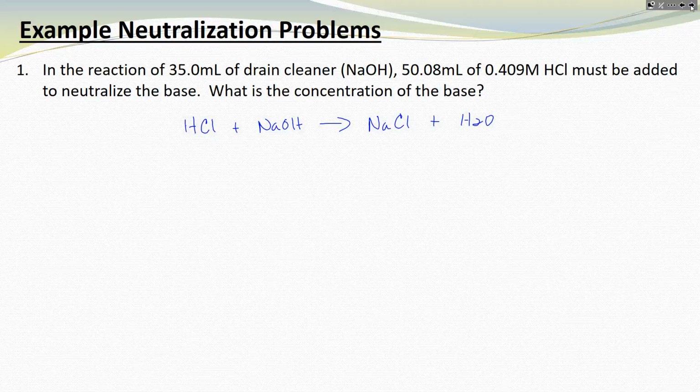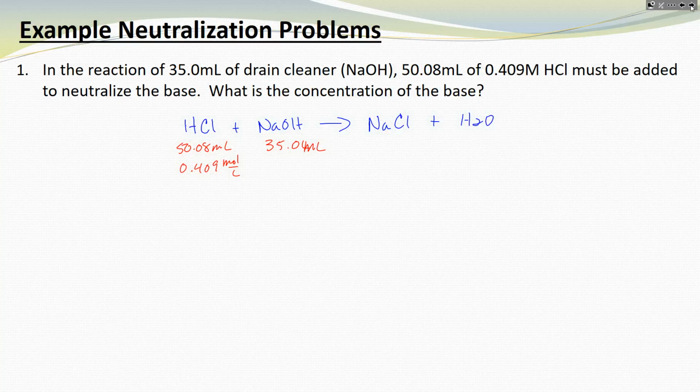Something that I tell my students to do is to write the information down, like pull the information out of the question and organize it so it doesn't look so messy. What we have is 35.0 milliliters of drain cleaner, and we have 50.08 mL and 0.409 moles per liter of HCl.